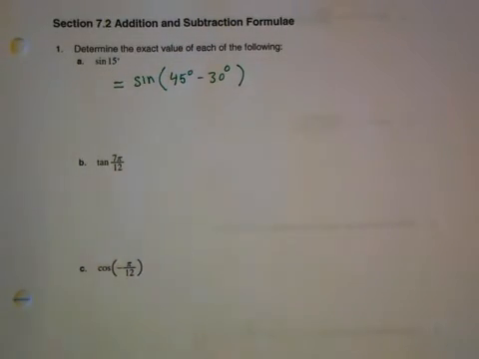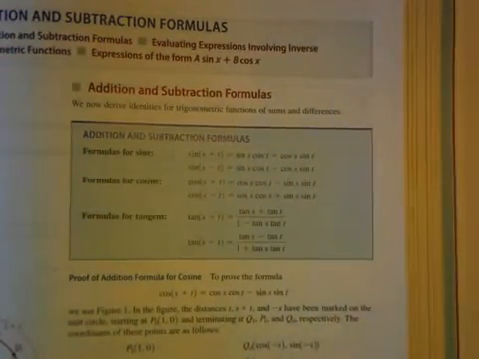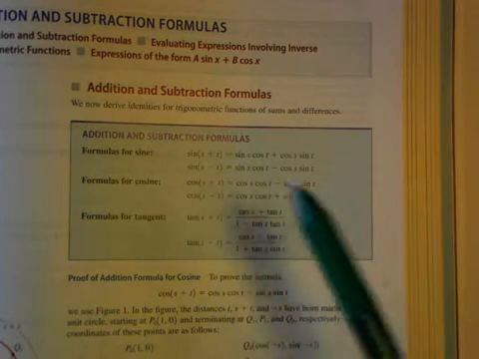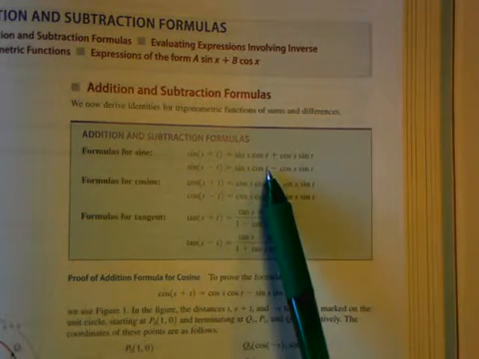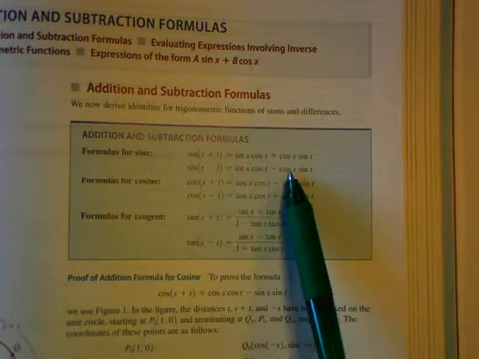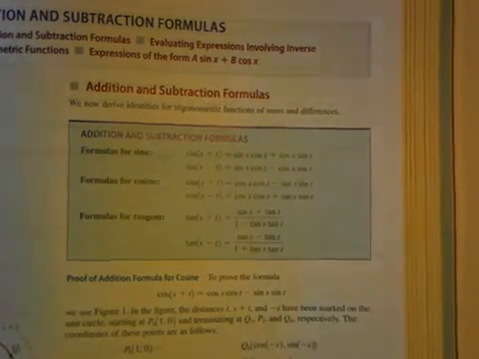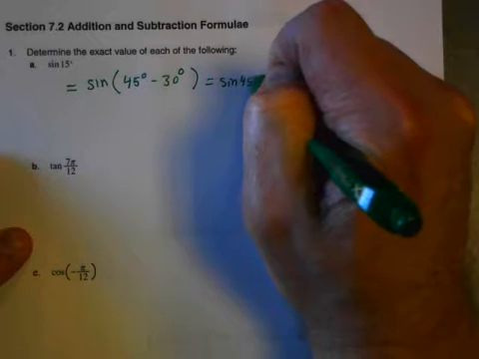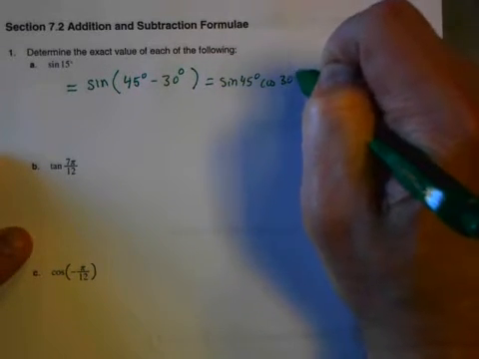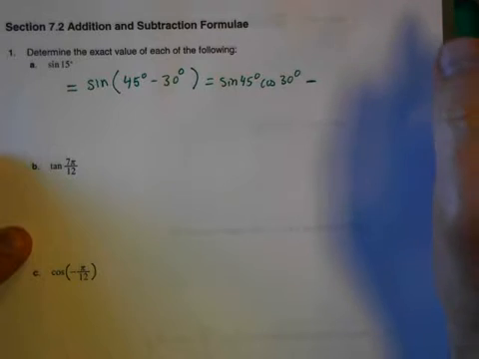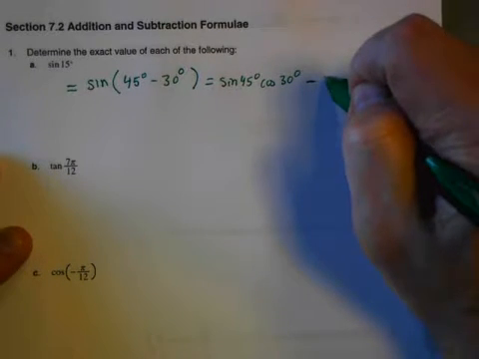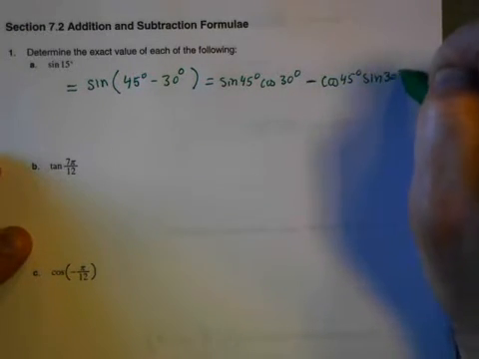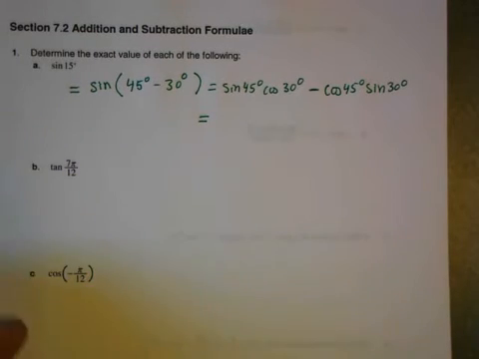And then we look up the formula because the teacher said he was going to be nice and wasn't going to make us memorize them. So if I have sine of something minus something, it goes sine of the first one, cosine of the second one, minus, and then you flip them, cosine of the first one, sine of the second one. All right, so this means we need sine 45 degrees, cosine 30 degrees, minus, flip it around, cosine 45 degrees, sine 30 degrees.